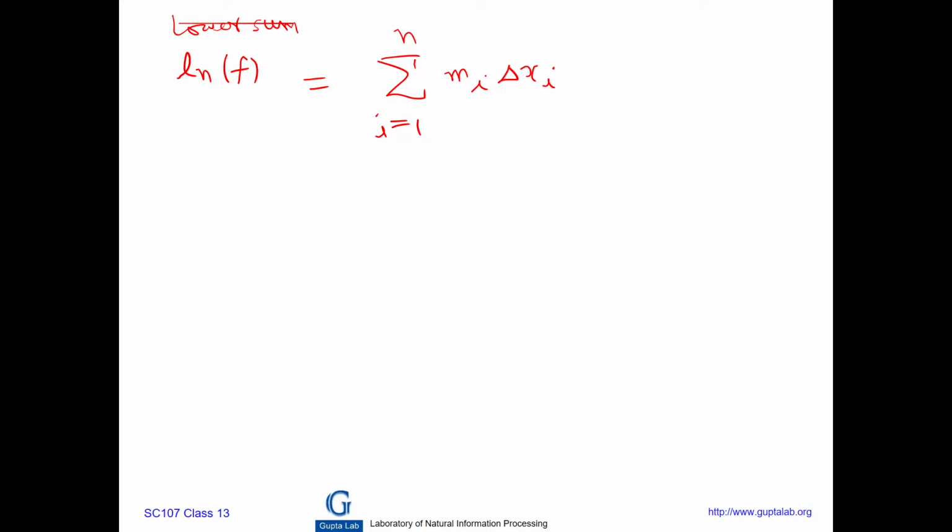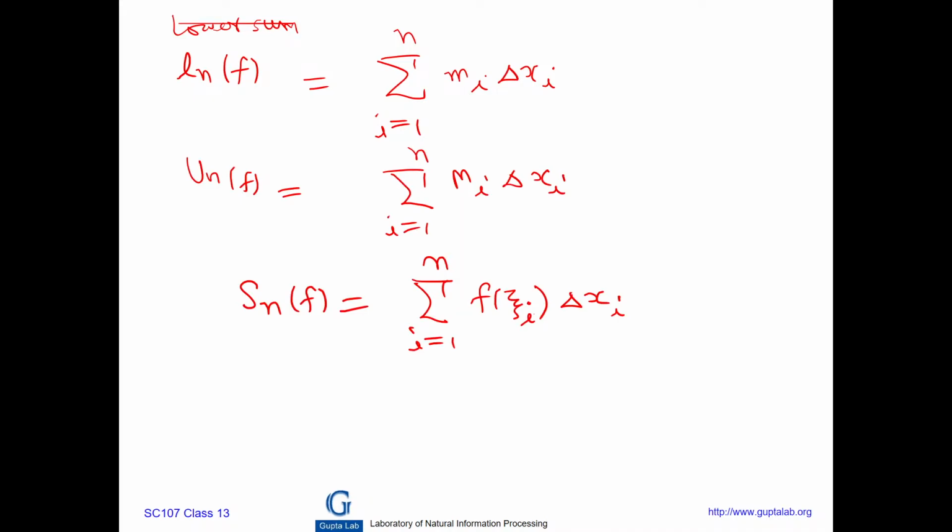And in the same interval, we can take small mi and capital Mi. You will have two other areas. What is the relationship between all the three sums? Obviously, this will lie between these two, because the height will vary, minima and maxima. Minima will give you the lower sum, maxima will give you the upper sum, and if xi is another arbitrary point between those two, then you will get the actual area. It's a typical scenario. So now the relationship is this.